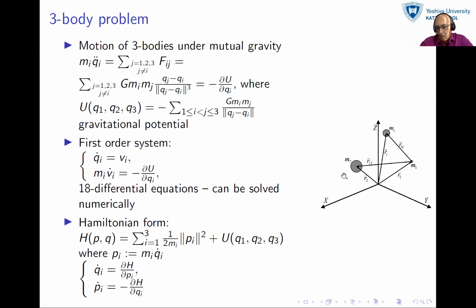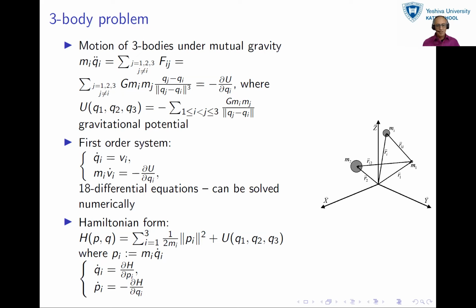So the force is the gravitational force between two bodies, inversely proportional to the distance squared. This is what is more or less said in this first equation. And when you write the corresponding equations of motion, you get a large system of equations. In fact, you get 18 differential equations. You may think 18 is a huge number. And of course, it's a huge number if you even think about solving such a system of differential equations by hand.